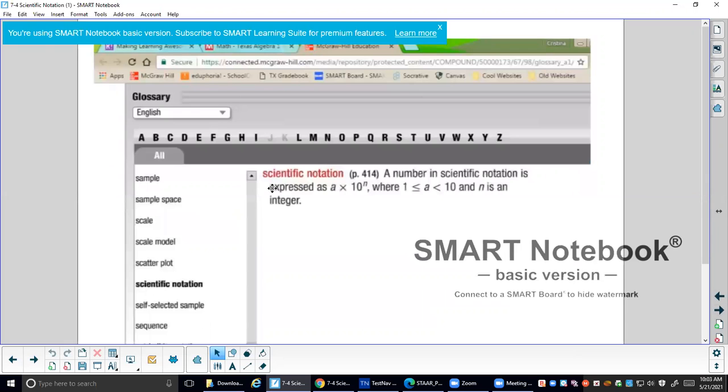So the first thing I would like for you to write down is the definition of scientific notation. A number in scientific notation is expressed as a times 10 to the power of n. There are two parts to it. Today we're going to be figuring out what a is and what n is, where a has to be a number between 1 and 10, and n is an integer. When your pencils are down, I'll know that you're done writing down the definition.